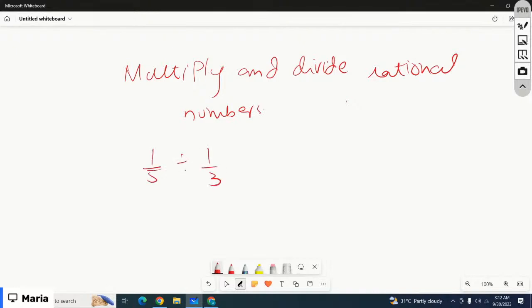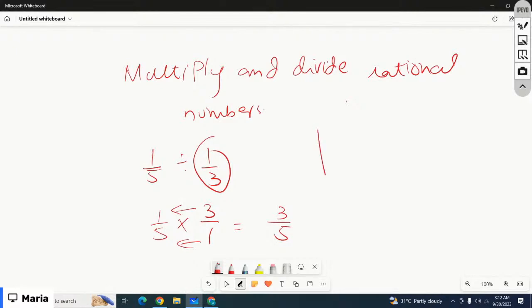When we are working with fractions, you know how to divide. You need to change the division sign to multiplication and take the reciprocal of the term after the division sign, right? Reciprocal means you flip it like this, right? You have to multiply by its reciprocal. So 3 times 1 is 3 and 5 times 1 is 5. So that would be 3 over 5, right?